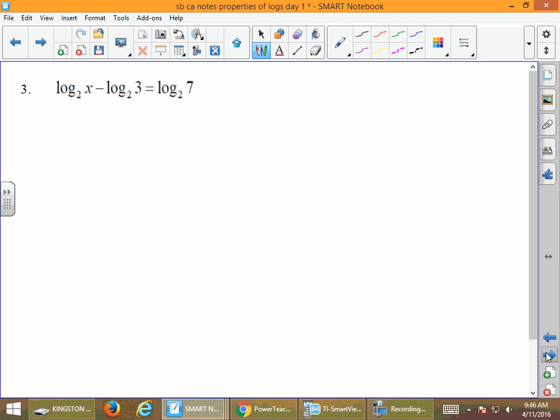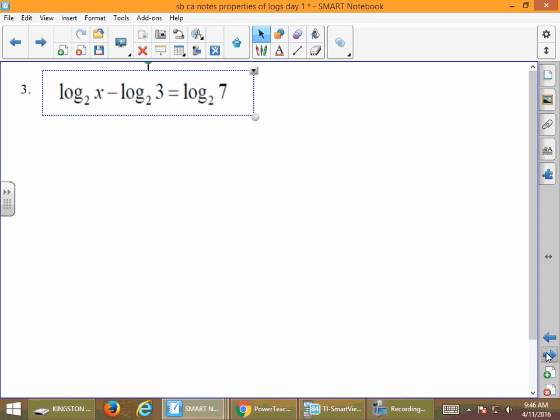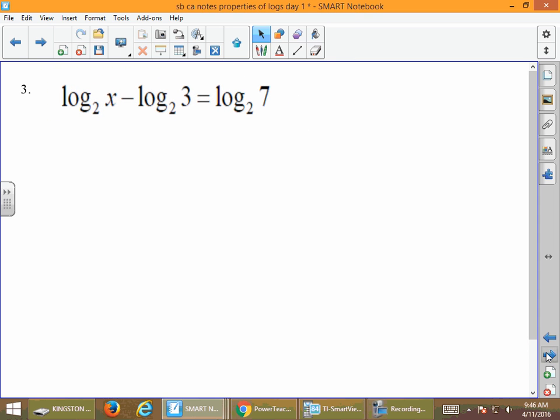The key is we want to have like bases. We want to turn this into one logarithm on the left side of the equation and one logarithm on the right side of the equation. So as we look at this problem, we're going to have to do a little bit more work. And unfortunately, I put this on the back side where you can't see the properties.